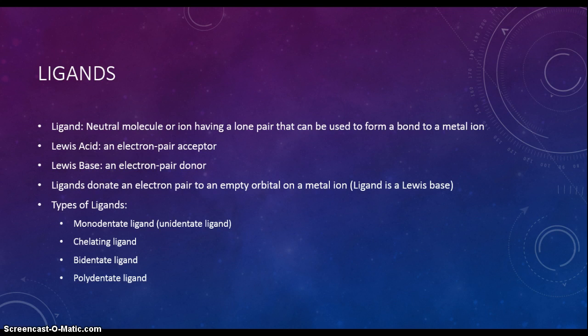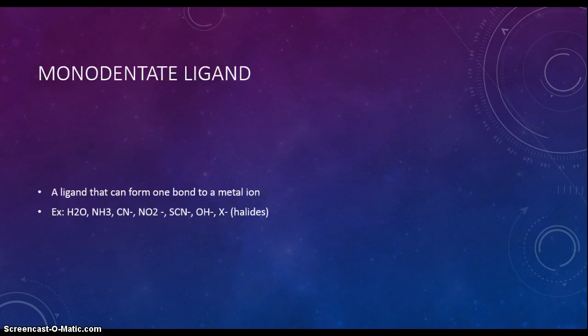As for the types of ligands, there are a few. There's the monodentate ligand, which is also known as unidentate. There's the chelating ligand, the bidentate ligand, and the polydentate ligand, and we'll go over that in the next slide. A monodentate ligand is a ligand that can form one bond to a metal ion, and the word monodentate has root words meaning one tooth. It's often said that a ligand bites a metal, so literally you can think of it that way, and in this case it would only bite it once.